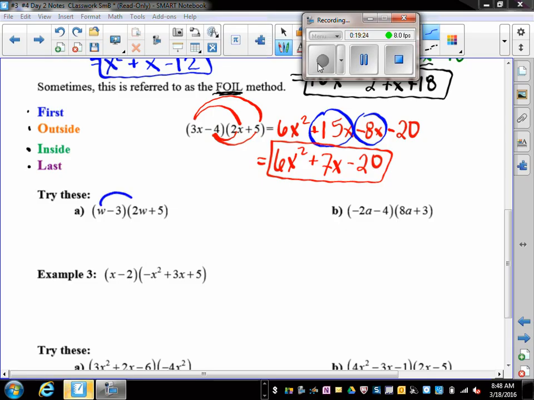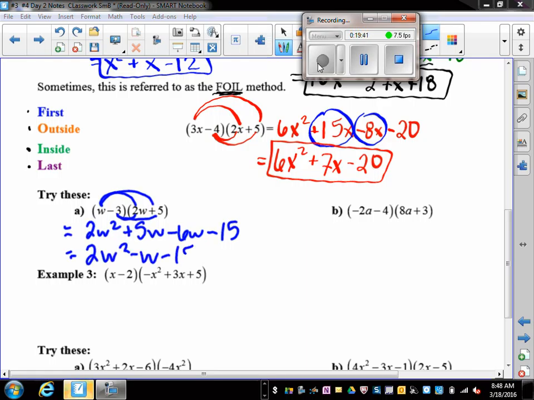Alright, so W times 2W is 2W squared plus 5W minus 6W minus 15. Now we combine our like terms, so we get 2W squared minus W minus 15. Yeah, we got it. Raise your hand if you got that one. Awesome, good job.